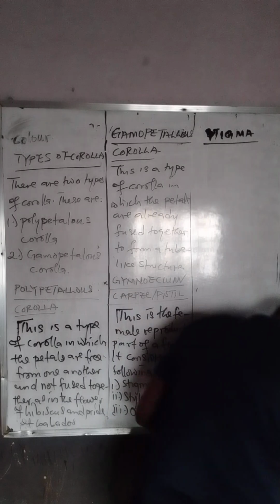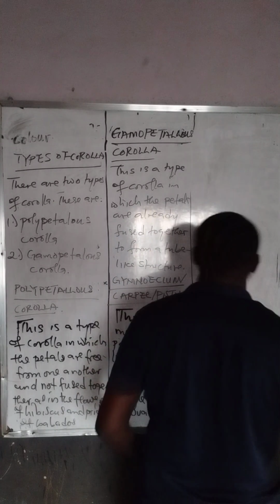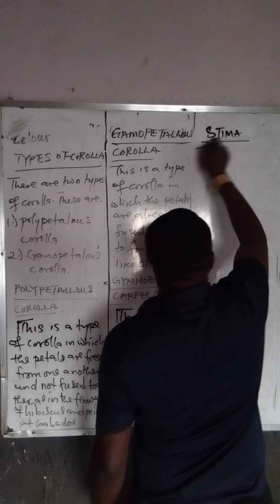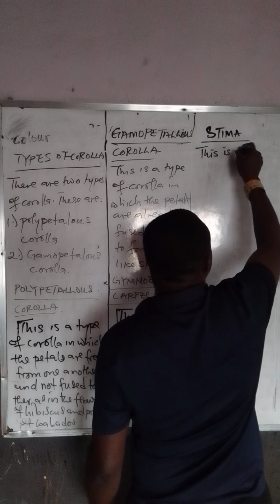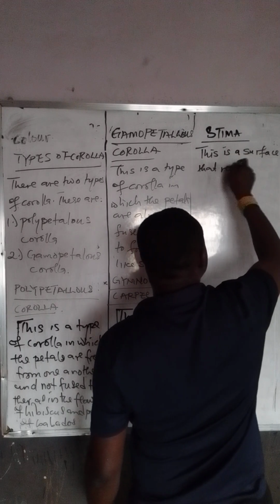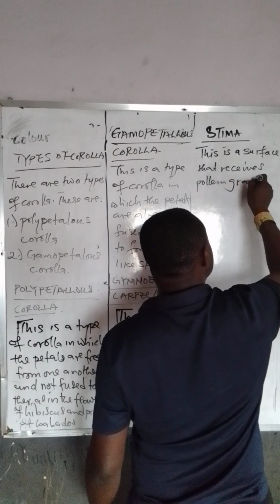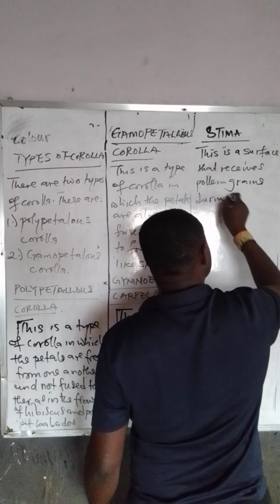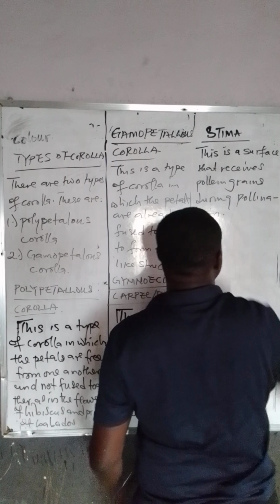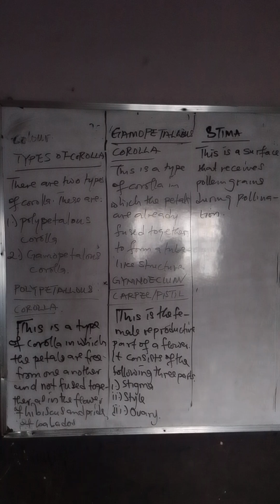The stigma is what performs the function of the vagina in the human reproductive system. This is a surface that receives pollen grains during pollination. And that is why we say pollination is the transfer of pollen grains from anther to the stigma.